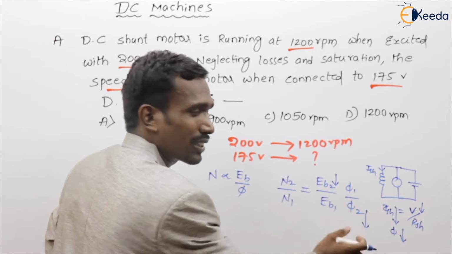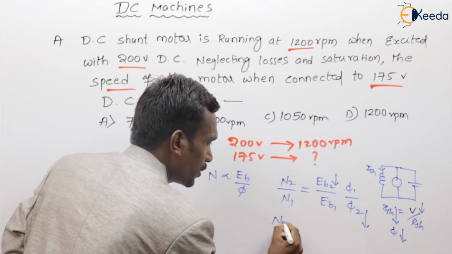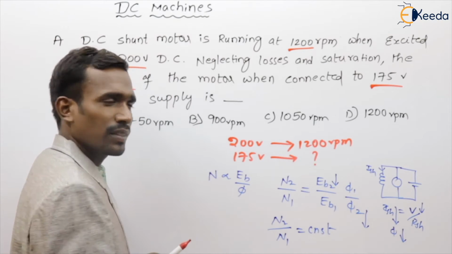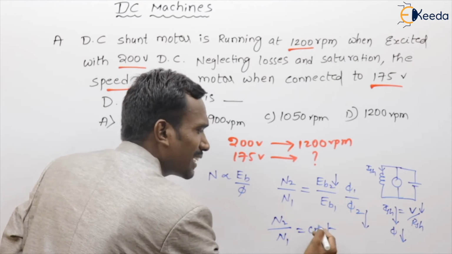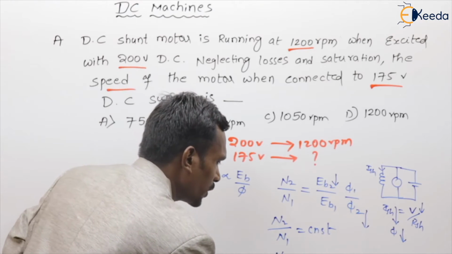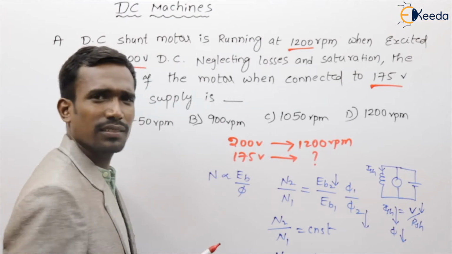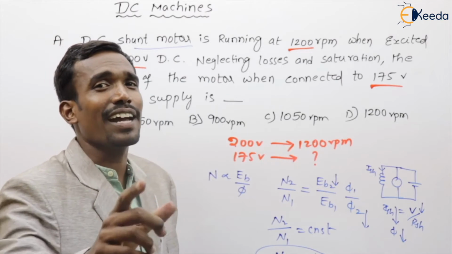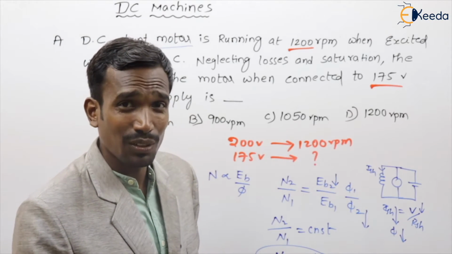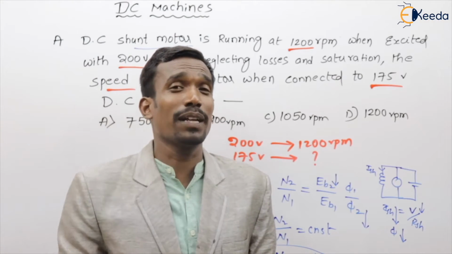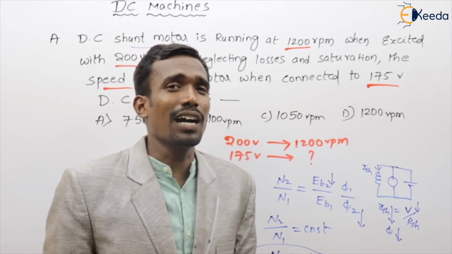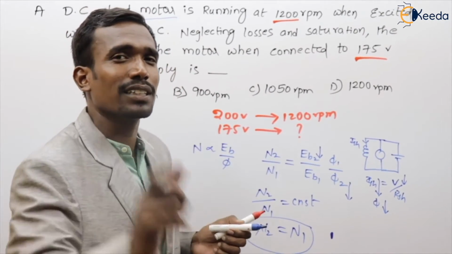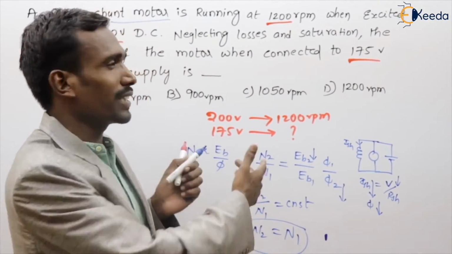When these two reduce in equal proportion, N2 by N1 is equal to a constant. Nothing but N1 is exactly equal to N2. No doubt at all, the DC shunt motor is a constant speed motor. Yes or no? In a DC shunt motor, if you change your supply voltage, there is no change in speed. This is a very important and repeated question.